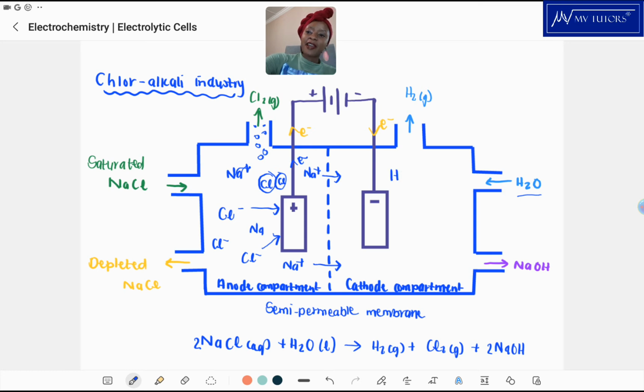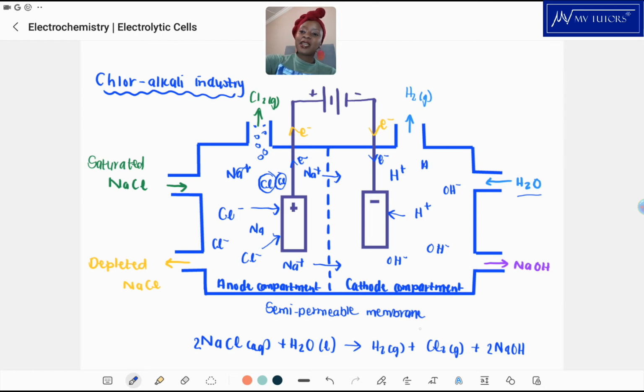On the other side, you have H2O, water. So it means you have your hydrogen ions, and you also have your hydroxide ions. And what will happen is your positively charged hydrogen ion will be attracted to your cathode, because your cathode is negatively charged. And as it does that, it is gaining an electron. Remember, the electrons are coming through, given off by the chloride ions.